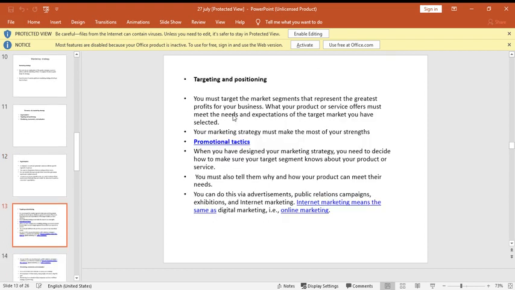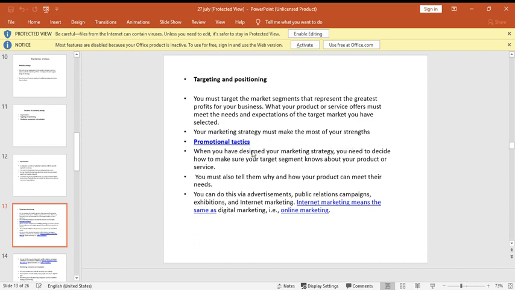Then, targeting and positioning. You must target the marketing segments that represent the greatest profits for your business. What your product or service offers must meet the needs and expectations of the target market you have selected. Your marketing strategy must make the most of your strengths.